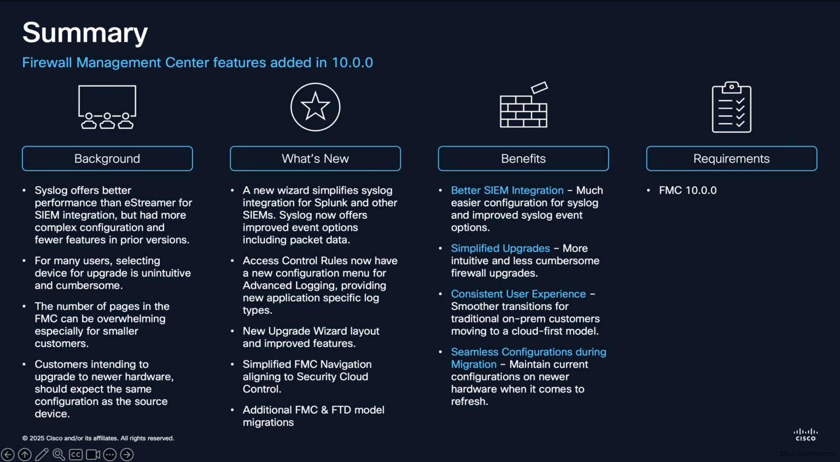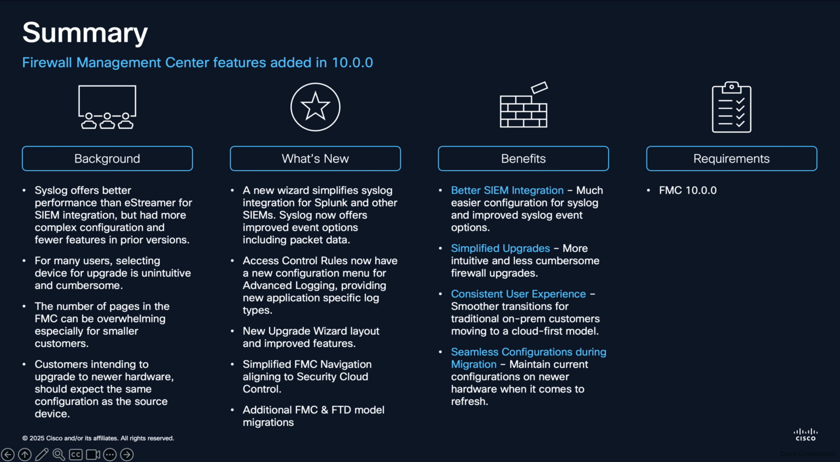Addressing these challenges, the What's New section highlights several significant enhancements in 10.0.0. We've introduced a new wizard that simplifies syslog integration for Splunk, now offering improved event options like packet data. Access control rules now feature a new configuration menu for advanced logging, providing new application-specific log types. The upgrade wizard has received a complete overhaul with a new layout and improved features. And lastly, the FMC navigation has been simplified, aligning with our security cloud control initiatives. And we've added support for additional FMC and FTD model migrations.